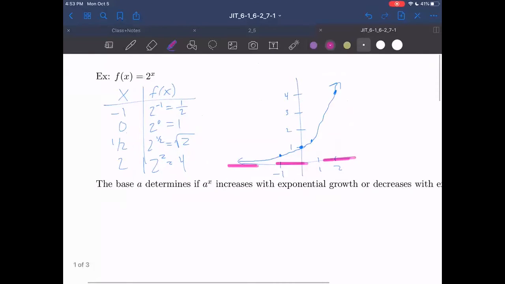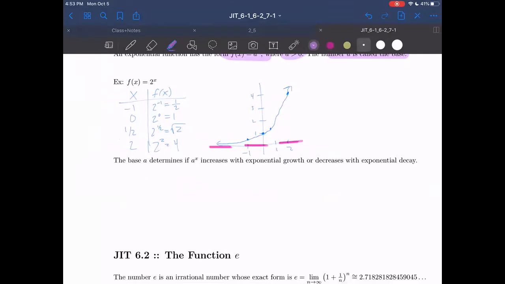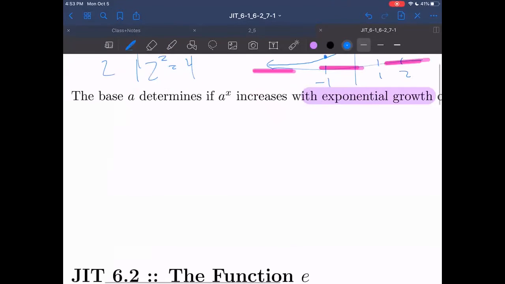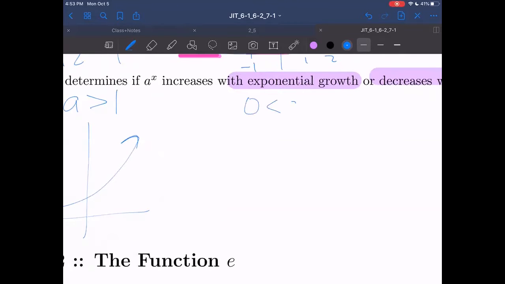Okay, the base a just determines whether or not it's exponential growth or decay. So if a is greater than 1, like 2 to the x was, your function will grow like this, swoop upwards. If a is a fraction, so a is between 0 and 1, it'll decay. Okay, or just swoop downwards.